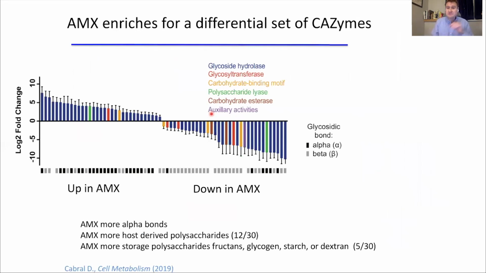We then looked at the specific enzymes responsible for fiber degradation. And we found that amoxicillin treatment in this case also had very dramatic impact on the types of fiber that could be utilized by the microbiome. Amoxicillin was associated with more processes that were breaking down alpha bonds, and the breakdown of more host-derived polysaccharides versus dietary polysaccharides. And then the production and the breakdown of more storage polysaccharides as well. So very dramatic change in the types of fiber that the microbiome is able to utilize.